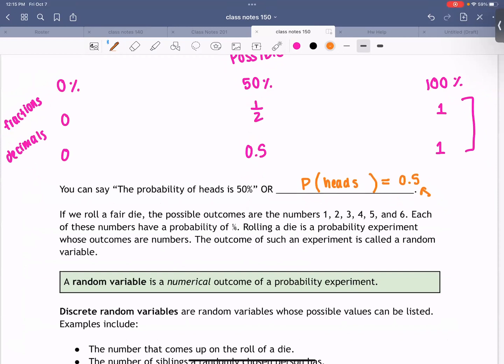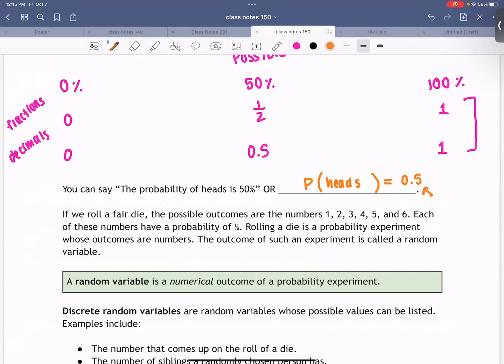All right, some more vocabulary I want to go over. I'm not going to be using this vocabulary that much. I do have the definitions up here. We're going to be focusing on variables that can be described with numbers mainly. So we're kind of going to stray away from getting a heads or tails and instead focus on rolling a 1, 2, 3, 4, 5, or 6.